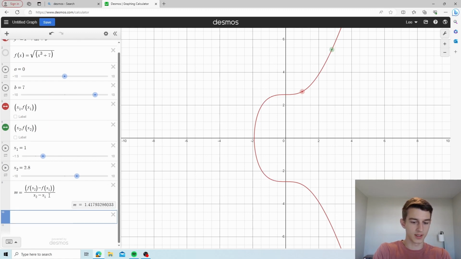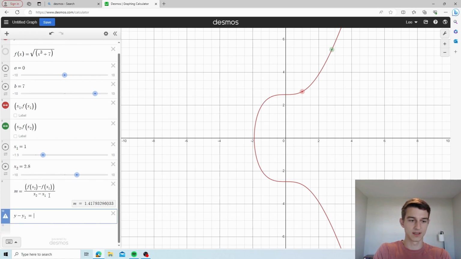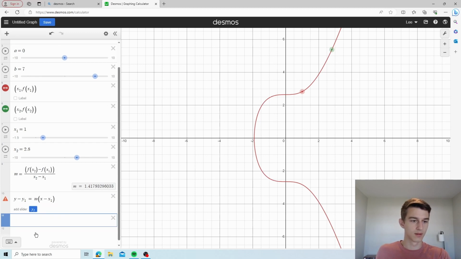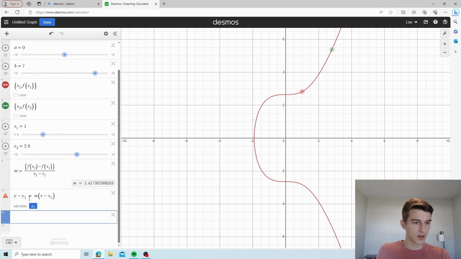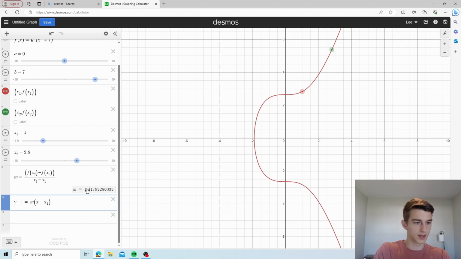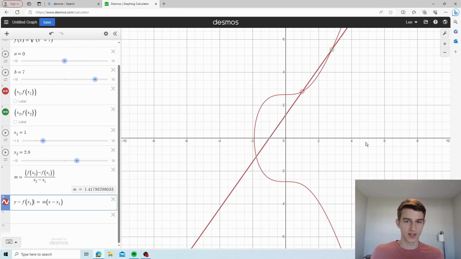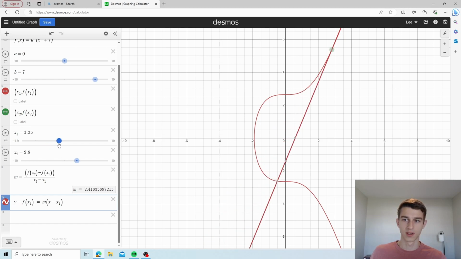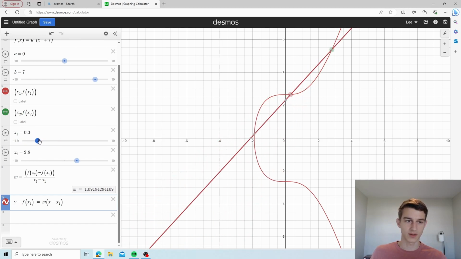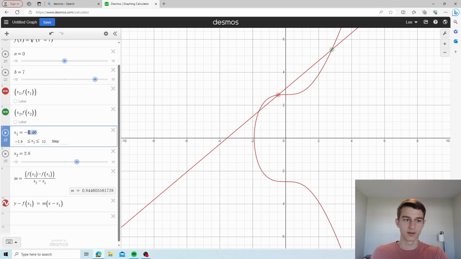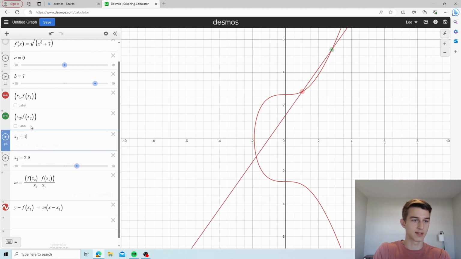And then in point slope form, we have y minus y1 equals m times x minus x1. Oh, we cannot use y1 here. We actually have to use f of x1, as we have been. Okay, so now we have expectedly a line that goes through both of those points. And if we move one of these points around, we'll actually be moving that line as well, since it's all based on that function.